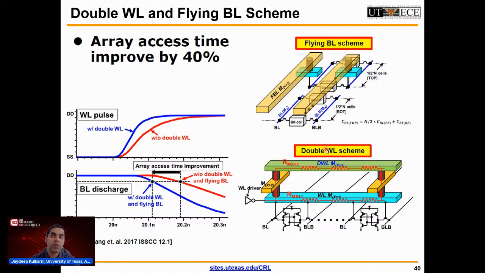And this scheme is also called the double word line scheme. Sometimes word line repeaters are used, or sometimes the word lines are driven from two sides of the array. So there are many such combinations possible. By combining this flying bit line and double word line scheme, engineers are able to get significant improvement in the overall access time and improve performance by around 40% in advanced FinFET technologies.